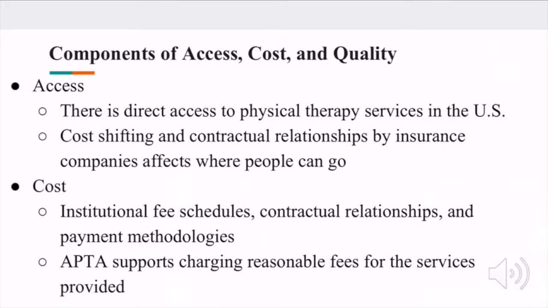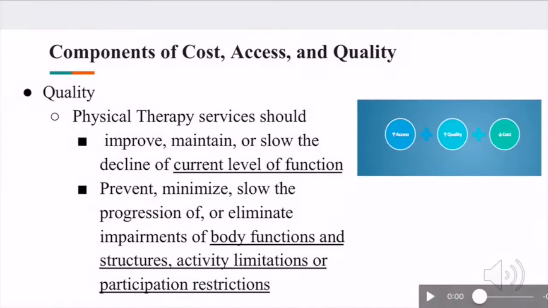When it comes to access, there is direct access to physical therapy in all 50 states in the United States. However, insurance companies vary in what they are willing to cover or pay for, which affects where some people can go. The cost of a physical therapy visit depends on institutional fee schedules, contractual relationships, and payment methodologies. The APTA supports charging reasonable fees for services, but patients' welfare should be prioritized over financial gains.